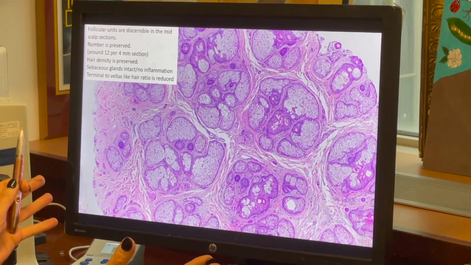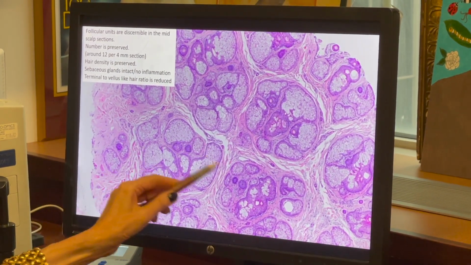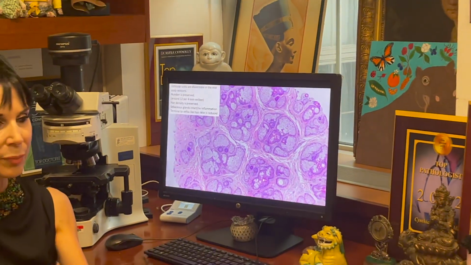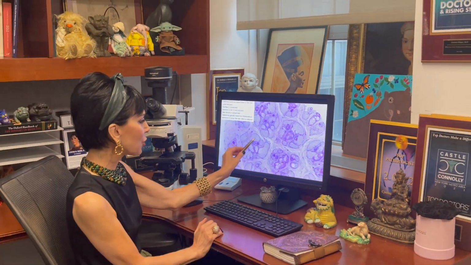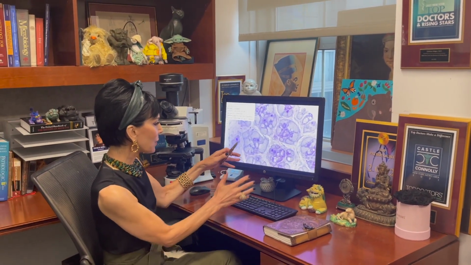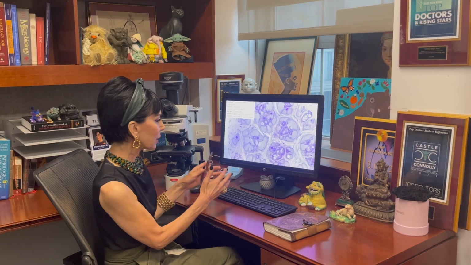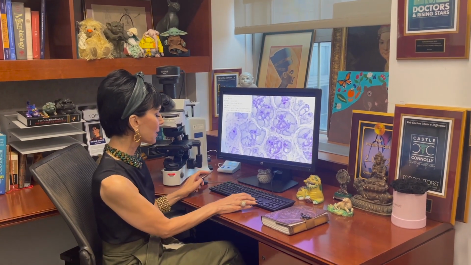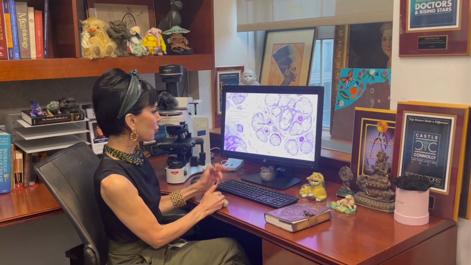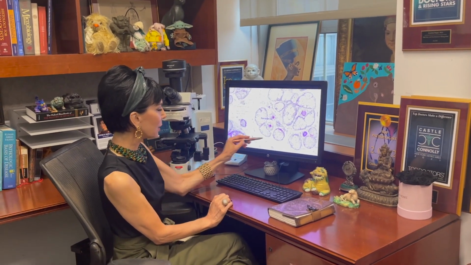But what is remarkable is the fact that most of these hairs are miniaturized. They have a vellus type appearance. The sebaceous glands are intact. There's not much in the way of inflammation, so there's also no evidence of any type of a concurrent inflammatory or scarring alopecia.